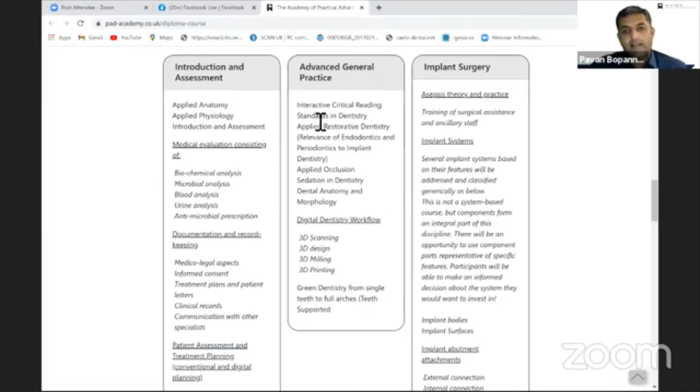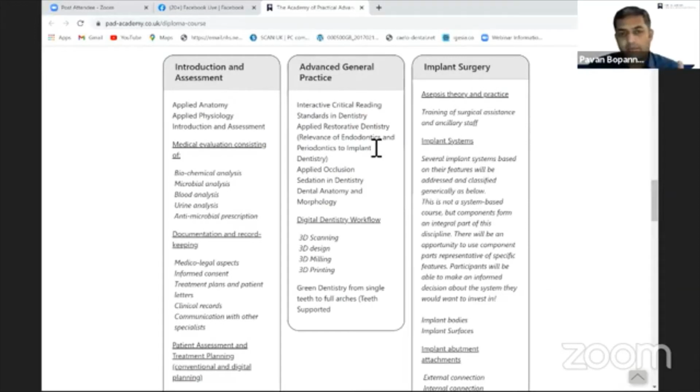And standards in dentistry. So we will work on FGDP standards and maybe vary them a little bit when we talk about standards. I'm talking about stabilization of the patient before we place implants. Applied occlusion, we'll have 2 full days, 14 hours, and it'll be Dr. Raja Ryan, who was the ex-dean of the Royal College of Surgeons.